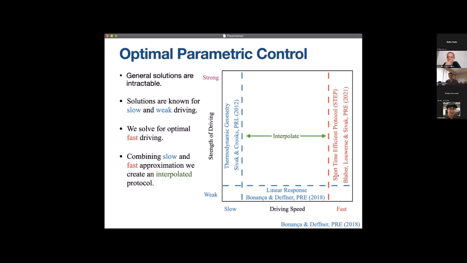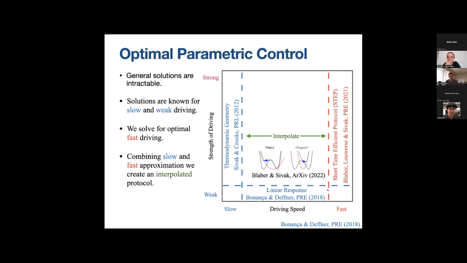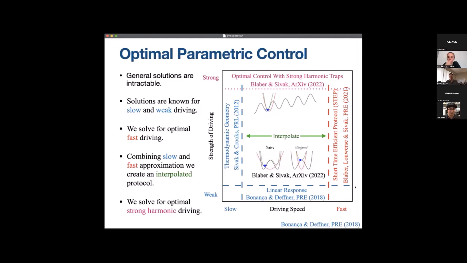And then you can do this not just for one-dimensional control, but you can do this for multi-dimensional control, which we do in this article here. And then just a little bit more of an advertisement. We've recently been looking at optimal control in this strong limit, so we sort of partially filled in this top limit here, which basically, if you have strong harmonic trapping potentials, we can find the optimal protocols as well. So this is just to give a more general perspective that we now have a much more clear picture of how to do this type of parametric control.